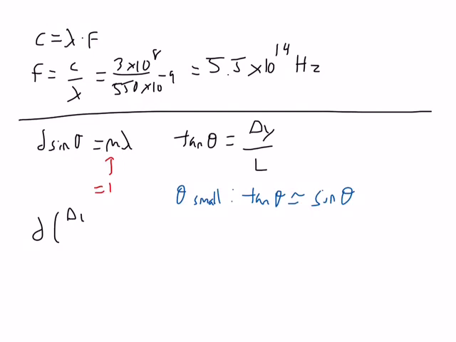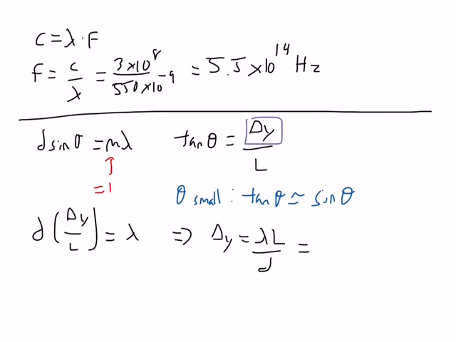D delta y over L equals lambda. And we're trying to solve, in the end, for delta y, right? This is what we want, the spacing between dark stuff. So we're going to rearrange and do that. And so we get delta y equals lambda L over D, where lambda is the wavelength, L is the distance from the slits to the screen, and D is the spacing between slits.